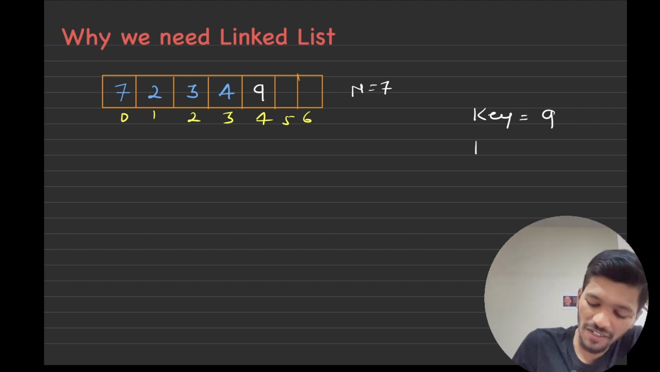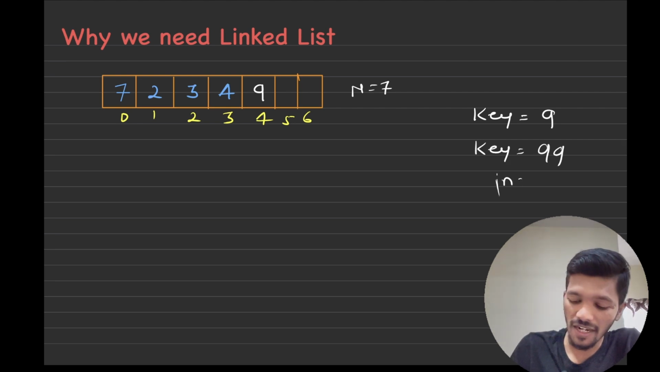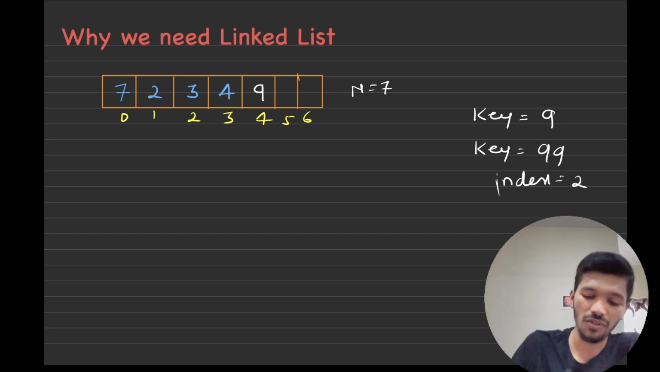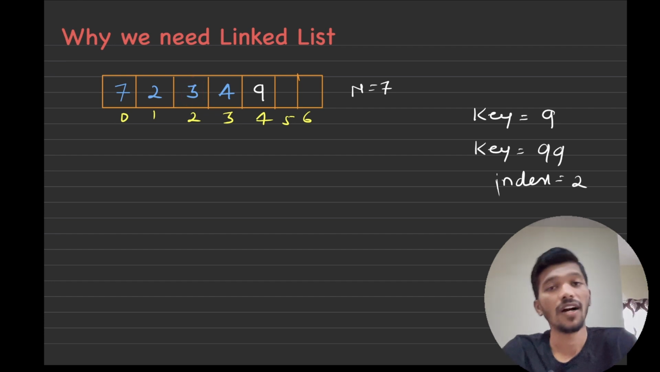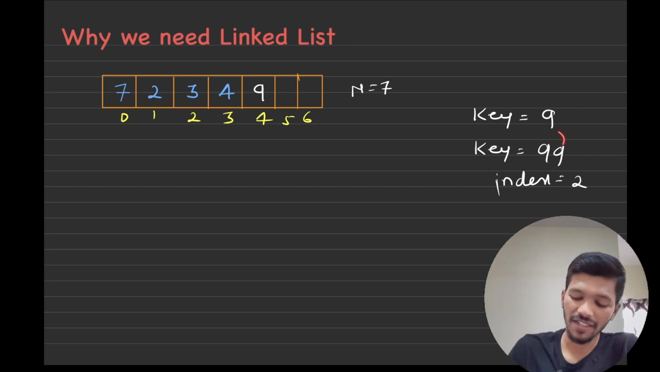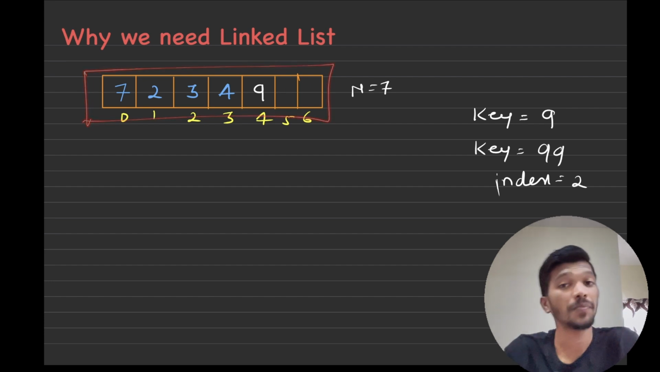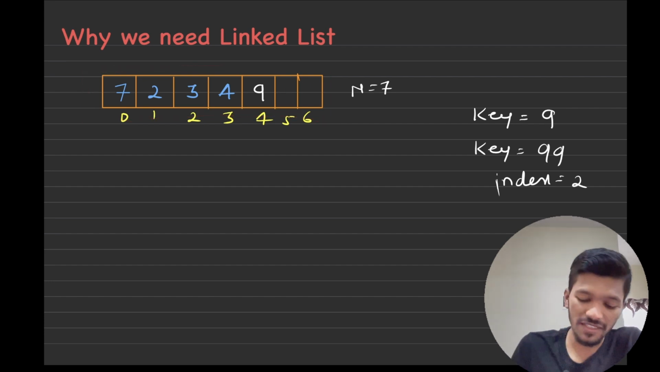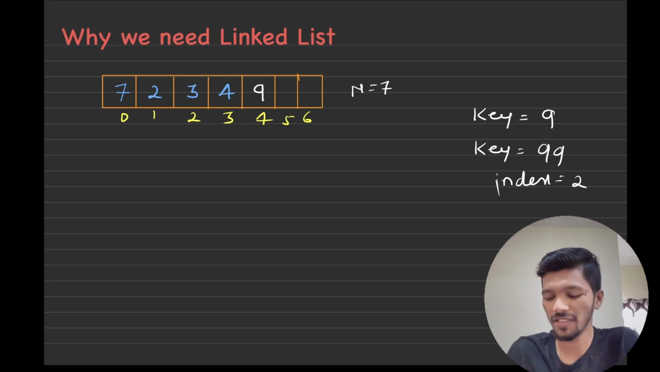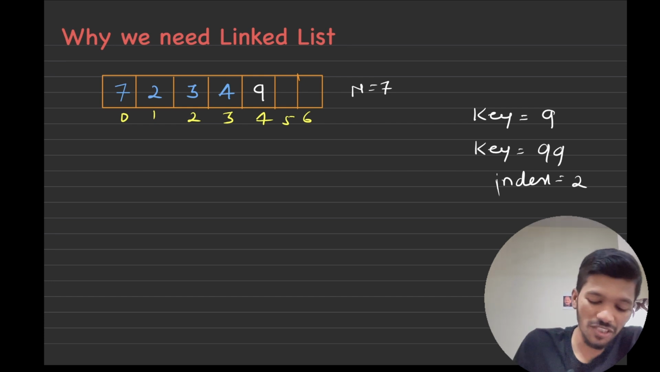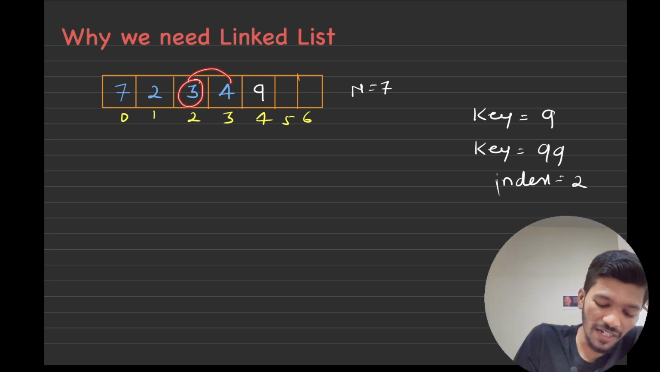But now what if I tell you I want to insert a key, 99, at index number 2? How is it possible to insert 99 at index 2? There are two important things we need to do. First of all, we need to check if my array contains a space for that 99 or not. We can see that there is a space available. Then the second important thing is we need to shift all the elements from index 2 to the right side by one position.